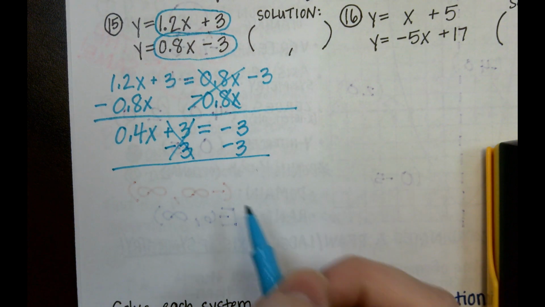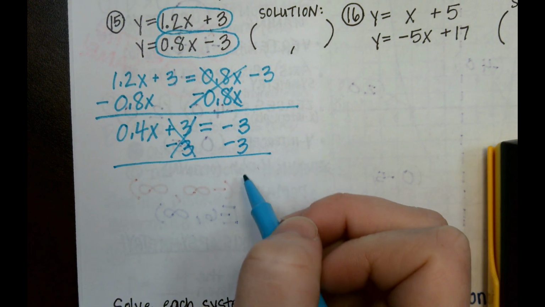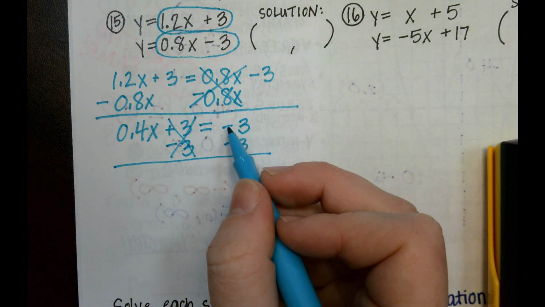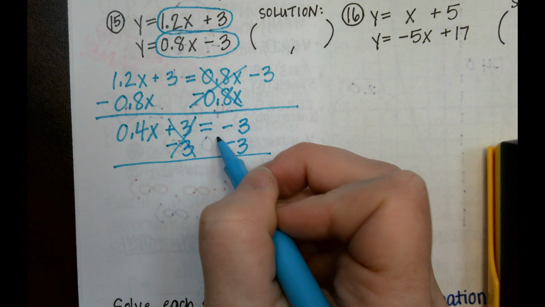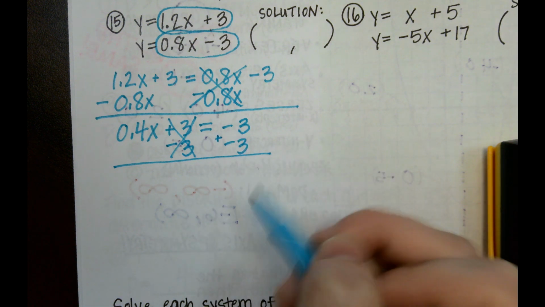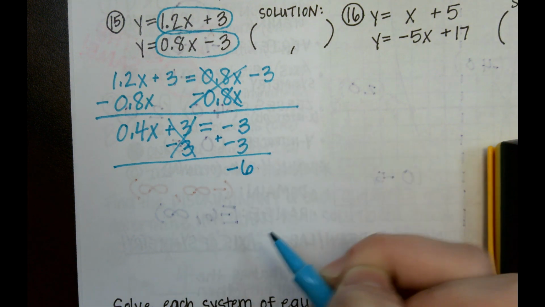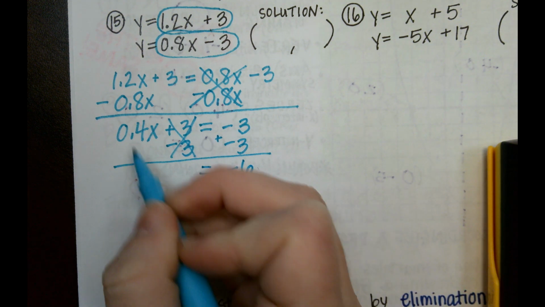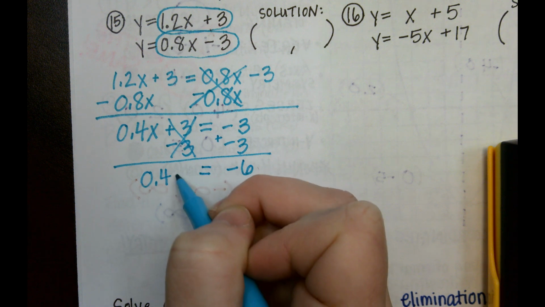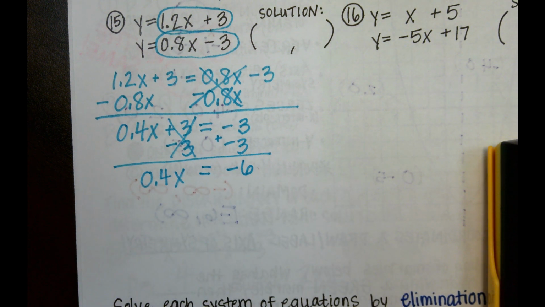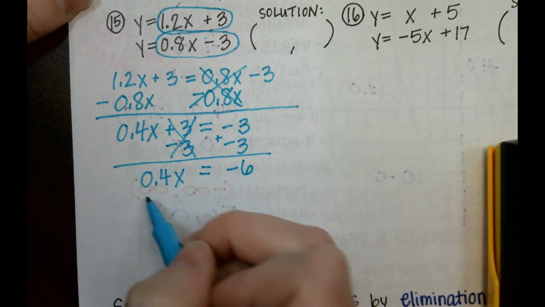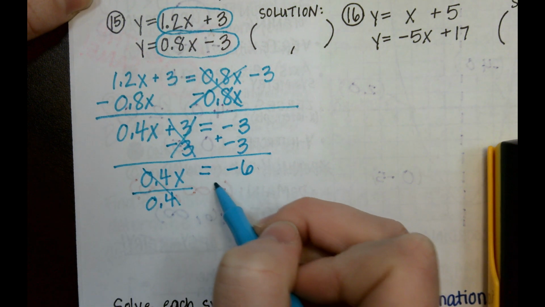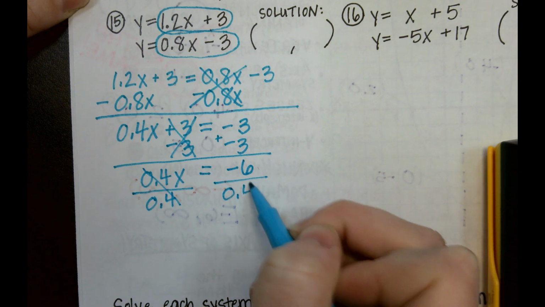My plus 3 and minus 3 cancel. What happens here? Negative 6. Yes, negative 3 minus 3 is the same thing as negative 3 plus negative 3. That's going to give us negative 6. Then we'll bring down our equal sign and our 0.4x. And what's the last step? Divide by 0.4. Good. Divide by 0.4, which will cancel that. Do it to both sides.